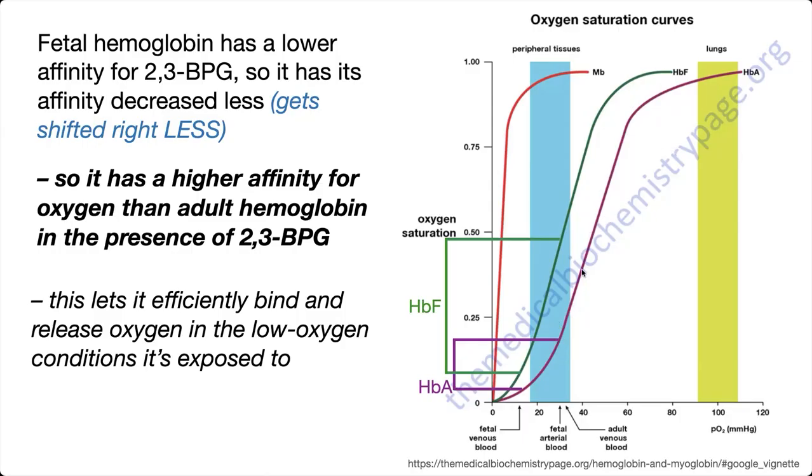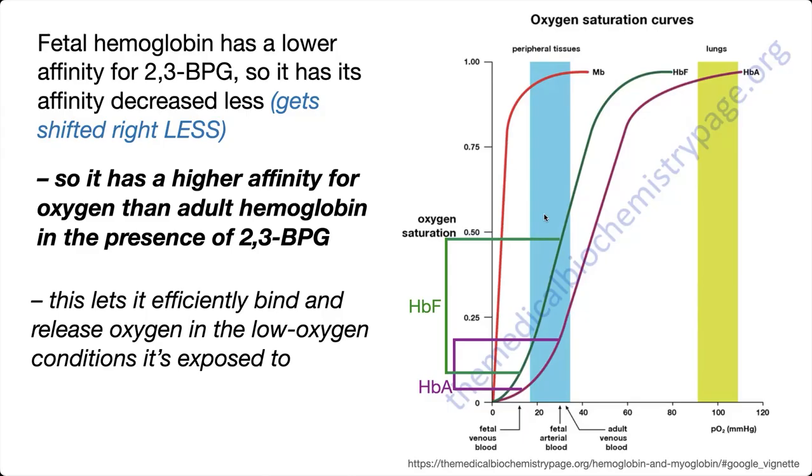So this purple line is going to be the adult, and this green line is going to be the fetal. And this MB, that's myoglobin, and it does not exhibit cooperativity because it's monomeric. So there's only one subunit, so you can't have the binding of one thing affecting the binding of another subunit because there's only one subunit, only one binding site.